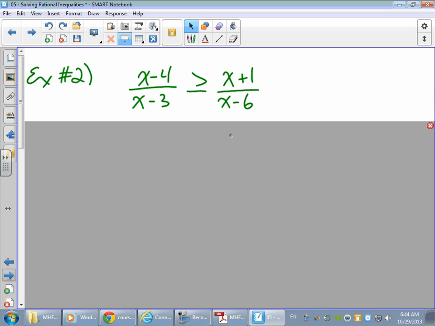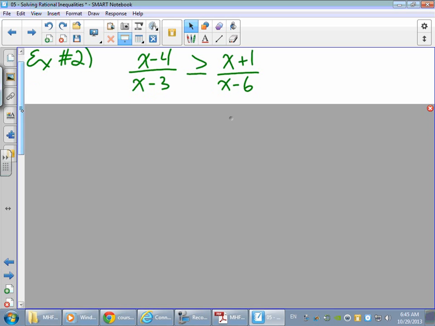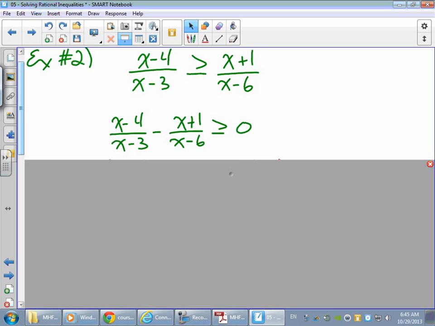So this is my initial expression. Again, if I tried to multiply here by x minus 3 or by x minus 6 to eliminate my denominators, I end up with multiple cases. The case where x minus 3 is positive, the case where x minus 6 is positive, negative, and so on and so forth. So instead, I will subtract everything to one side. I don't care which side, it just seems like working from the left is more natural to me. So I subtract the whole expression over.